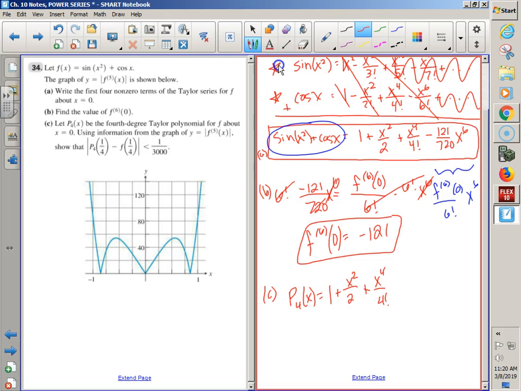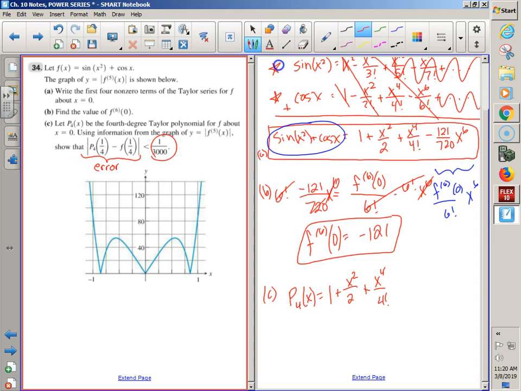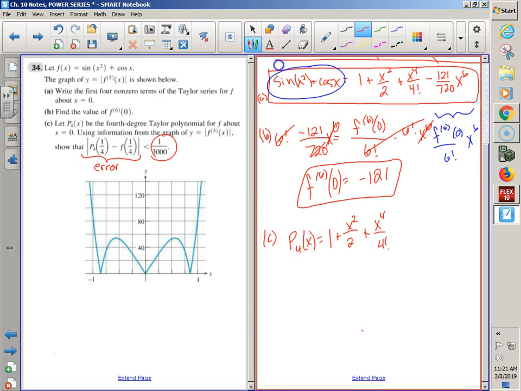Using the information from the graph, show that P sub 4 of 1/4 minus f, isn't this just error? The approximation minus the actual? Show that it's less than 1 over 3,000. Well, it's not alternating, so I can't do the alternating series, so I must be doing Lagrange. Oh, wait. Lagrange. If I'm trying to think about the error, let's build it. The error from the 4th degree of 1/4, right?